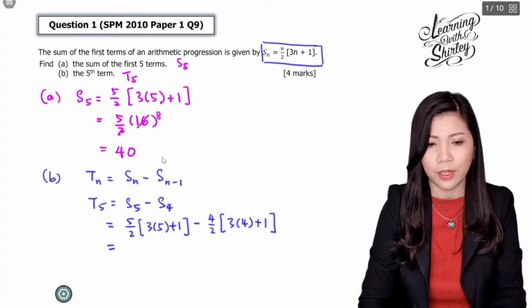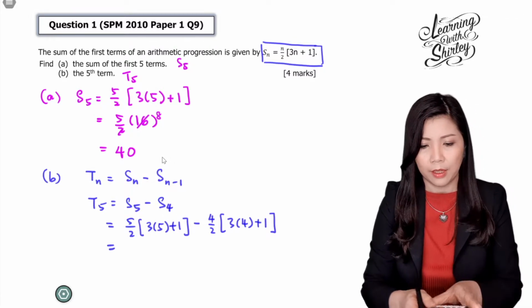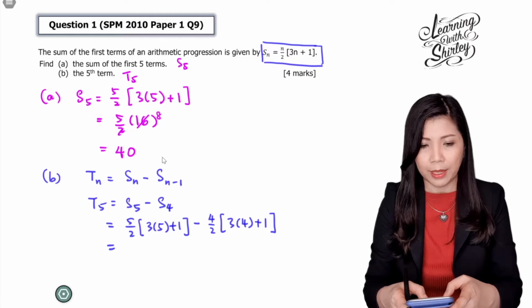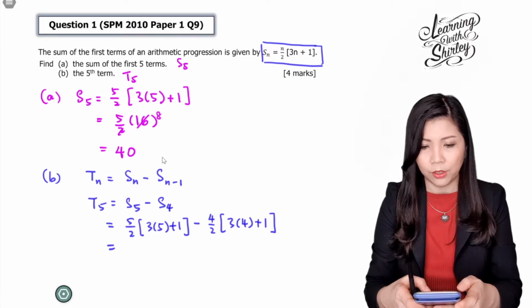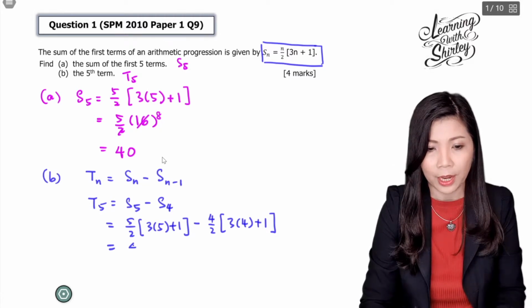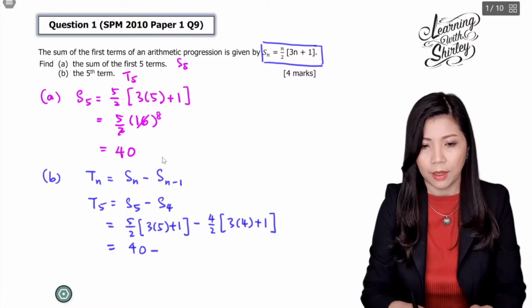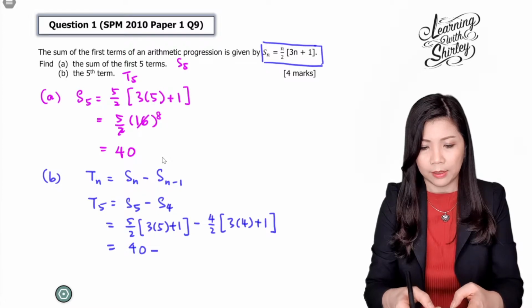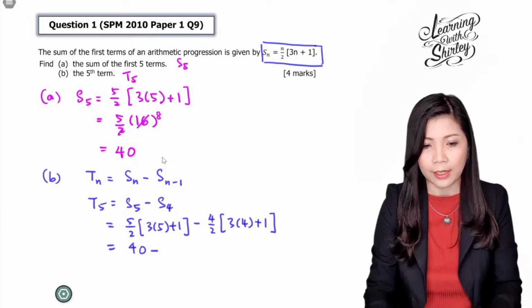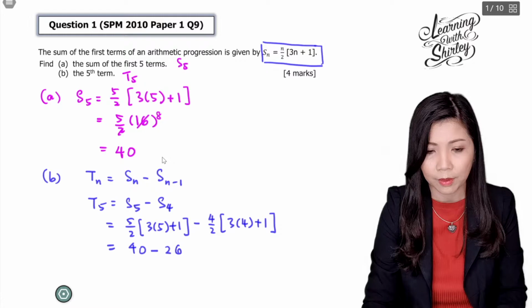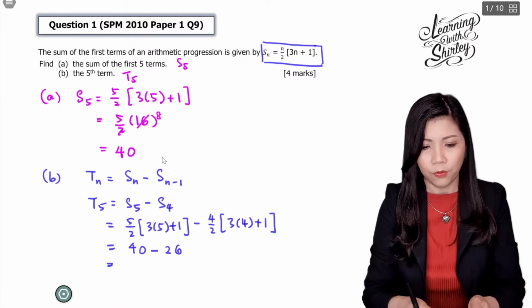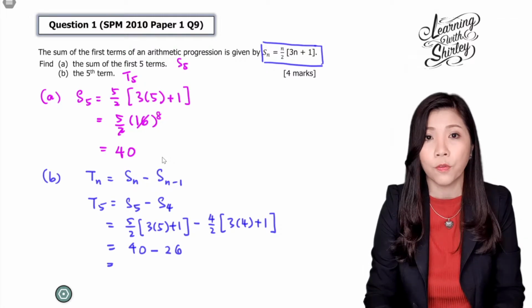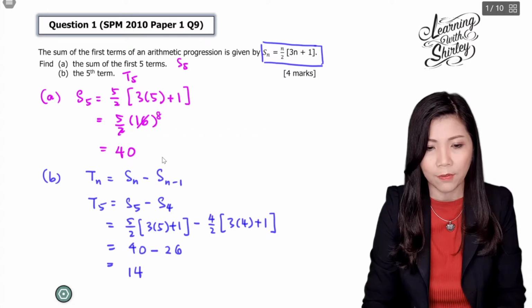Let's calculate this together. So 3 times 5, then plus 1, then times 5 over 2, we'll get 40 for S5. And then for S4, it will be 12 plus 1, and then times 4 divided by 2, we get 26. So 40 minus 26 will get 14. So 14 is the final answer.